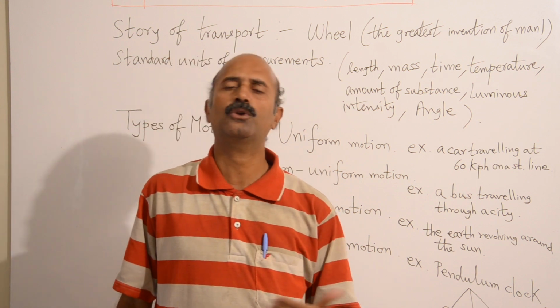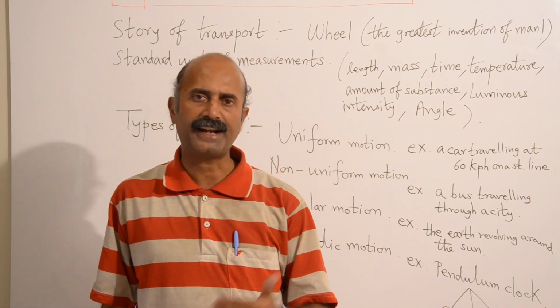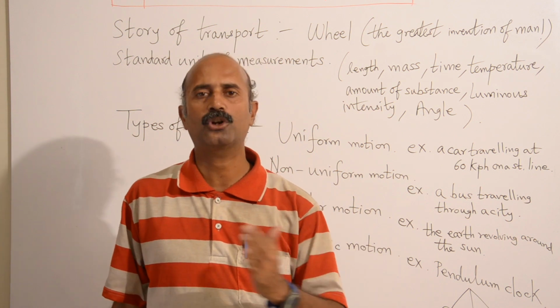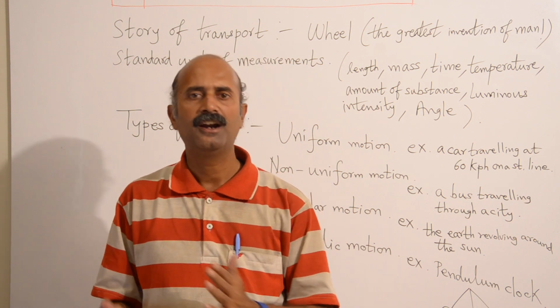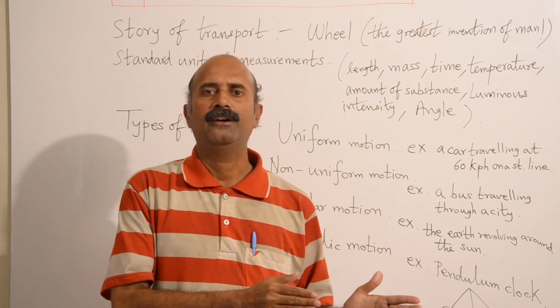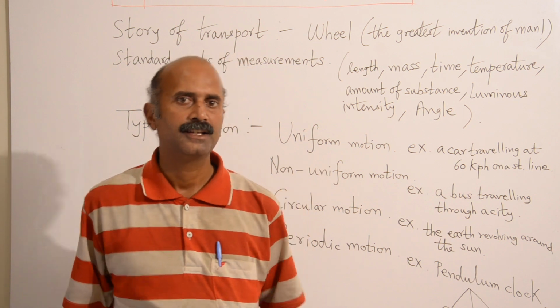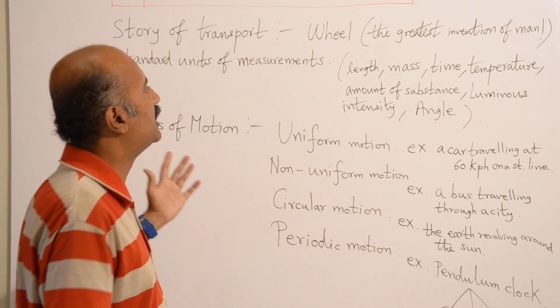However, 60 seconds is equal to 1 minute. 60 minutes is equal to 1 hour. 24 hours is equal to 1 day. 30 days is equal to 1 month. 365 days is 1 year. 10 years is equal to 1 decade. 100 years is equal to 1 century. 1000 years is 1 millennium. It goes on. So time is also a basic quantity.